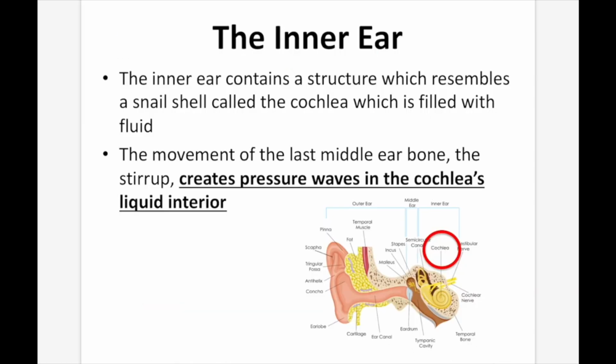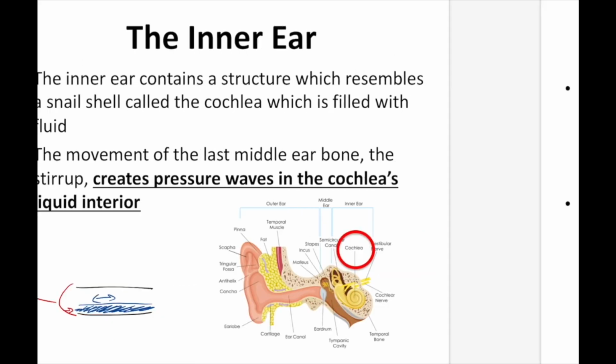The inner ear contains a structure which resembles a snail shell called the cochlea, which is filled with fluid. The movement of the last middle ear bone, the stirrup, creates pressure waves in the cochlea's liquid interior. So if you want to picture the cochlea is opening kind of like that, and the last bone looking something like that, again, just to exaggerate things and blow them up a little bit, and on the inside of the cochlea, you're going to get a layer of water. And as the last bone vibrates, it's going to cause the water to move back and forth. And that's going to transmit our signal to the last stage of our ear.